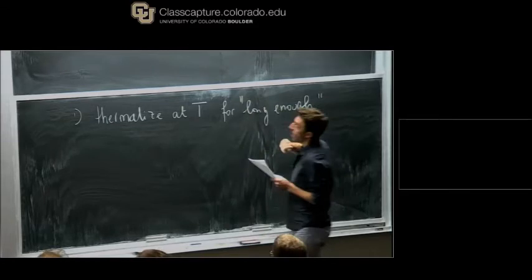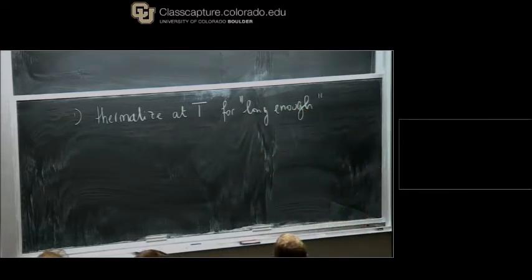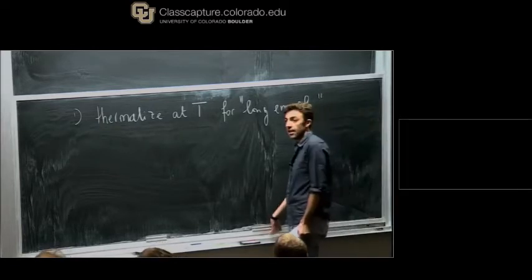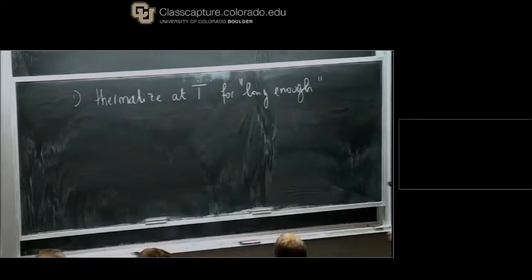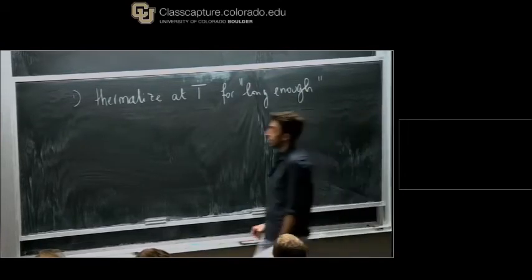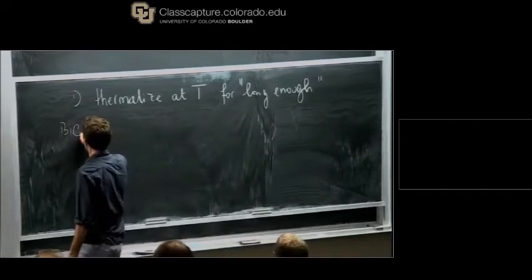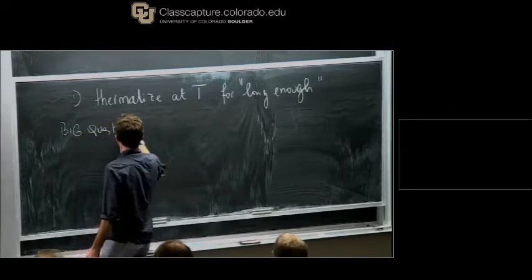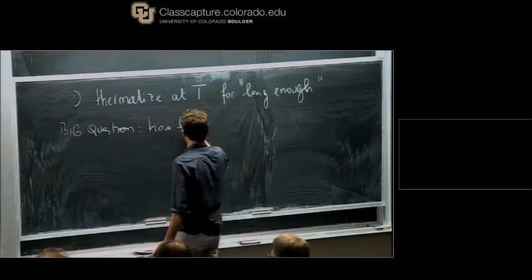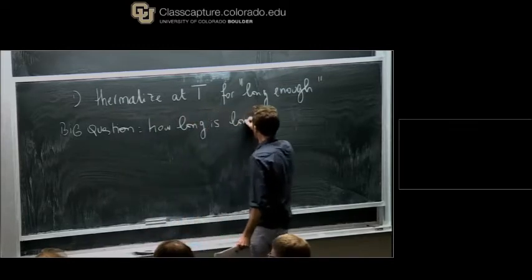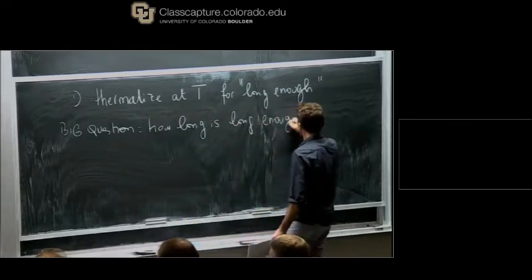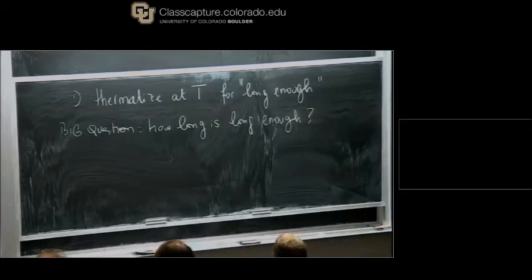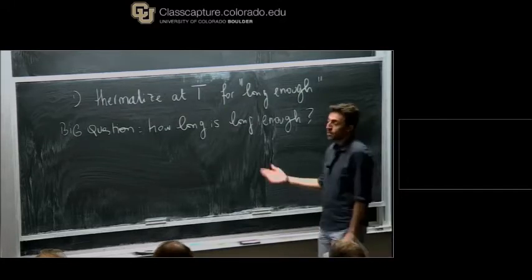Okay? And long enough means that you hope that the system has had enough time to reach the canonical Boltzmann distribution. So of course, the big question in the business of the glass transition is how long is long enough? Okay? And that's the big question, I think. And the question is, have you worked hard enough in order to establish that the system really had reached thermal equilibrium?